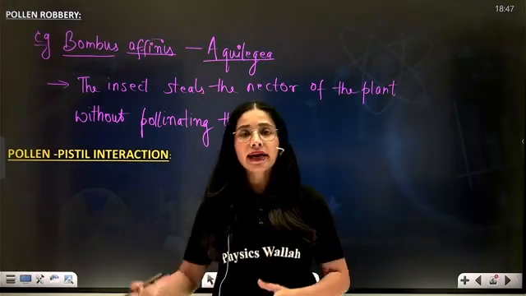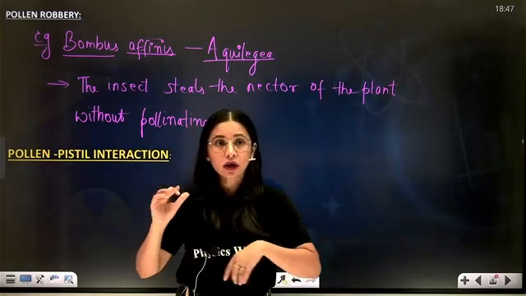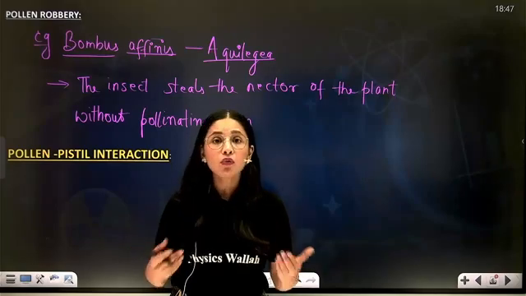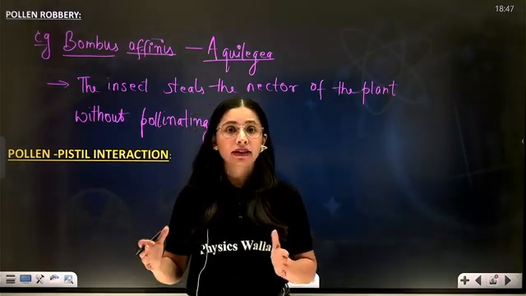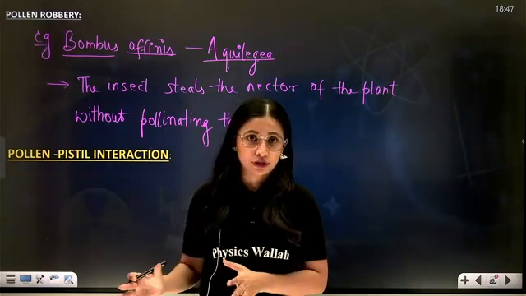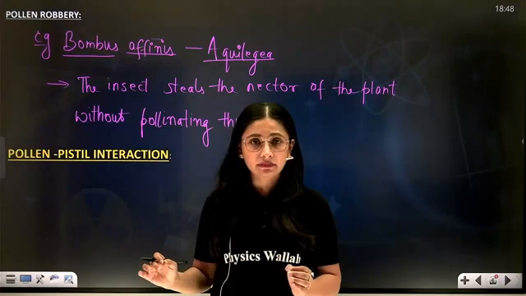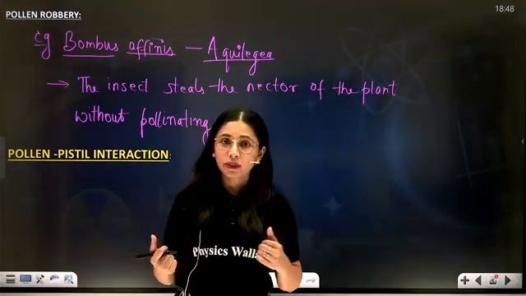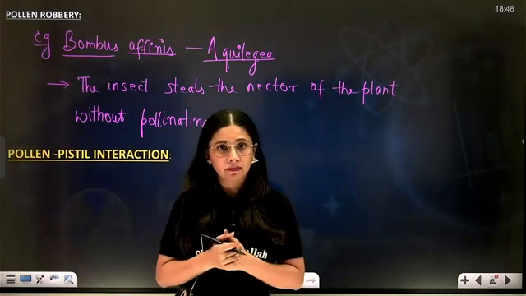Now, moving ahead, pollination is done, beta. Now imagine that a pollen grain has landed on the stigma. Now what will happen? The next step is pollen-pistil interaction. As soon as the pollen grain lands on the stigma, there is an exchange of chemical dialogue between the stigma, that is the receptor, and the pollen grain.